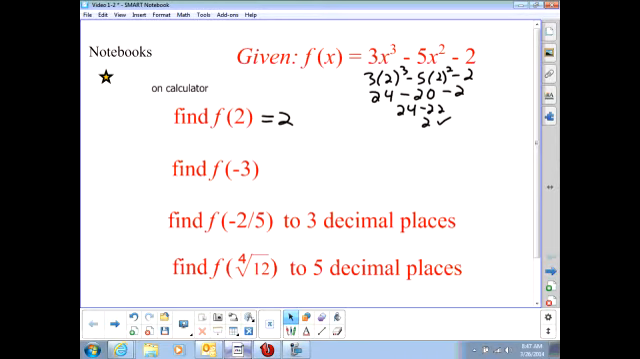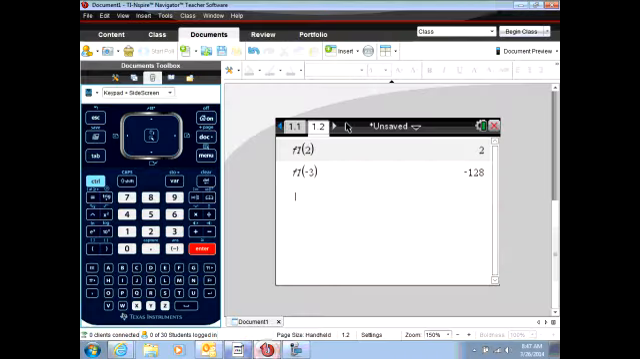Next one we're going to do f of negative 2/5. So we'll do our f1. Now for fractions, the fraction button, which I suggest using anytime you want to put a fraction in, is above the division sign. So we'll do Control, division, and then we'll put in our negative 2, negative 2/5. Okay, and it gives us our answer back. We've got negative 374 over 125.